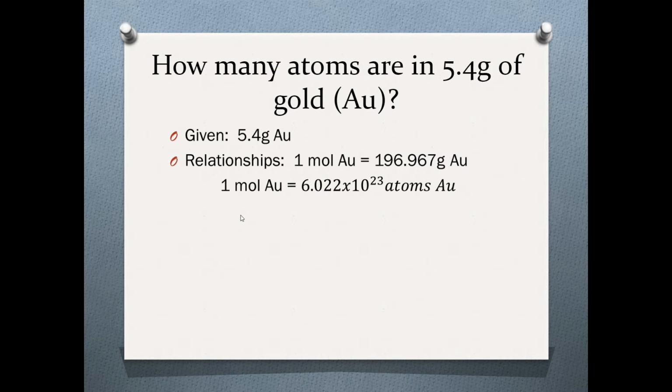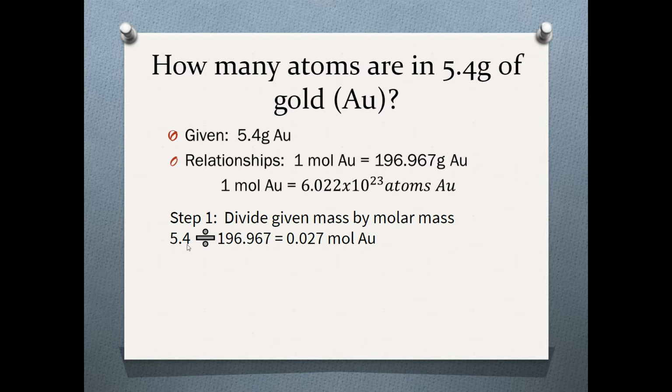So here's an example. Let's say I want to know how many atoms are in 5.4 grams of gold. We know that 1 mole of gold, according to the periodic table, would have a mass of 196.967 grams. That's its atomic mass. And we know that 1 mole of anything is Avogadro's number of atoms. So to find the number of atoms in 5.4 grams of gold, first, I would take the 5.4 grams of gold and divide by the molar mass of gold to get moles.